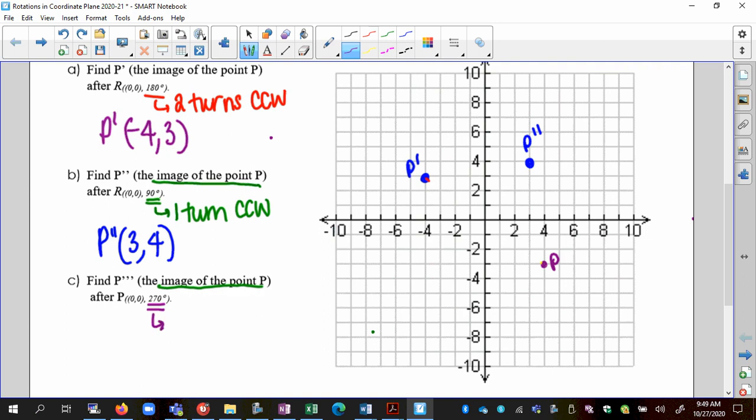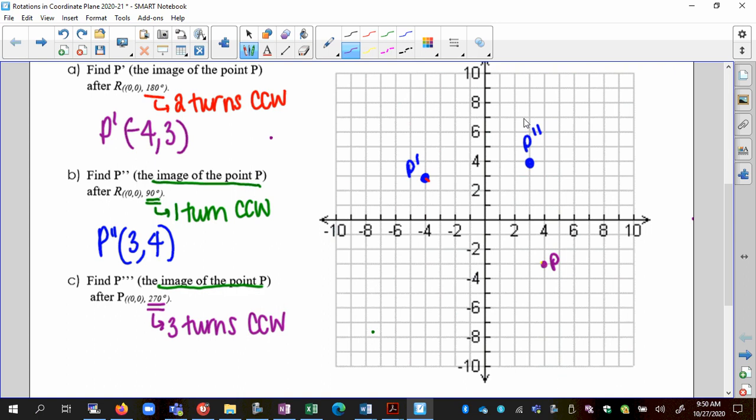So 270, think about how many times you'd have to multiply 90 to get 270. Well, 90 times 3 is going to give us 270. So this would mean 3 turns, and again, counterclockwise because it's a positive 270. So think about how many quadrants it's going to move. It's going to have to move 3 quadrants because 1 turn is equal to 1 quadrant or 90 degrees. So if I think about the location of P triple prime, start at P, it would have to go 1, 2, 3. So I'm expecting it to end up down here to get 270 degrees.